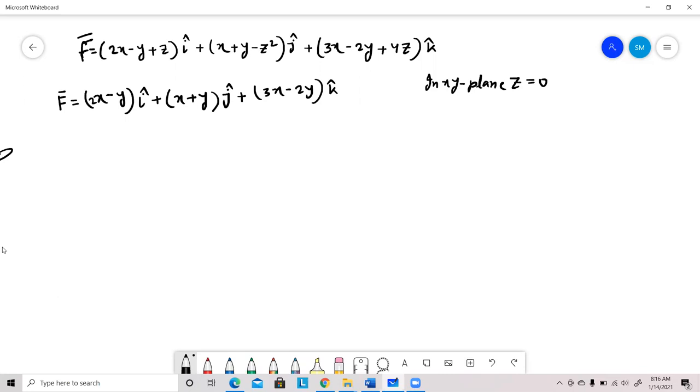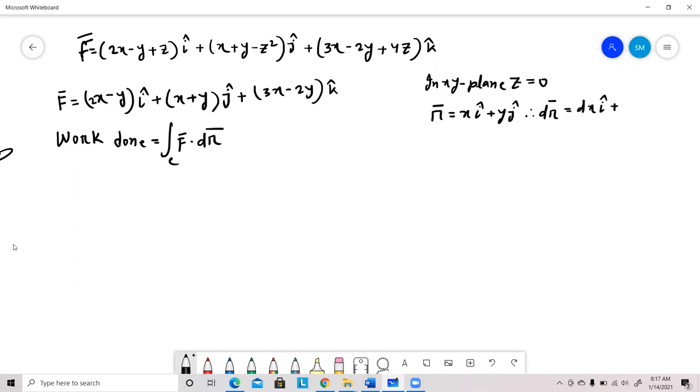Now we have to find the work done, and the formula is work done equals the integration of F dot dr. In the two-dimensional plane, r will be xi plus yj, so dr will be dx i plus dy j.